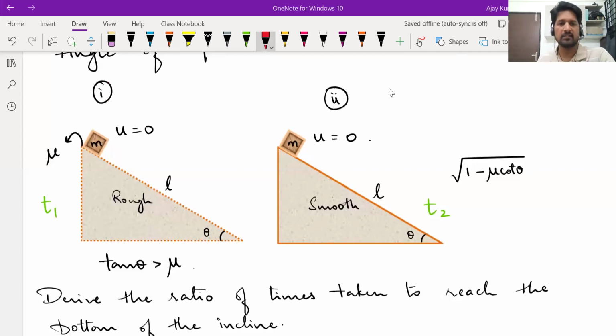Rishi, tell me the forces acting on the block in the first case. Sir, mg sin theta. Which way? Down the incline. Down the incline, correct. Mg sin theta, continue. Then mg cos theta, perpendicular to the incline.